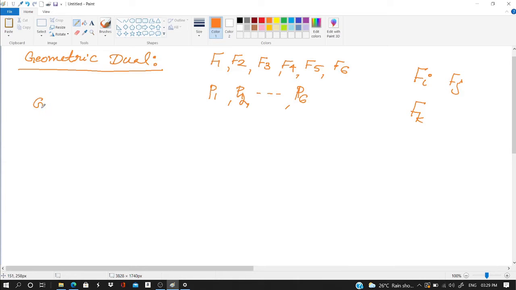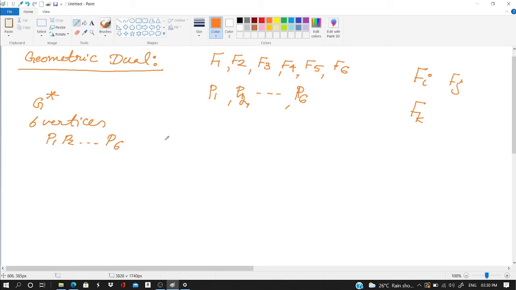That graph is denoted by G star, consisting of 6 vertices. What are the 6 vertices in the dual here? P1, P2, etc. P6, and of edges joining these vertices. Such a graph G star is called the geometric dual or simply a dual of the given graph G. Clearly, there is a one-to-one correspondence between edges of G and G star. One edge of G star intersects one edge of G.